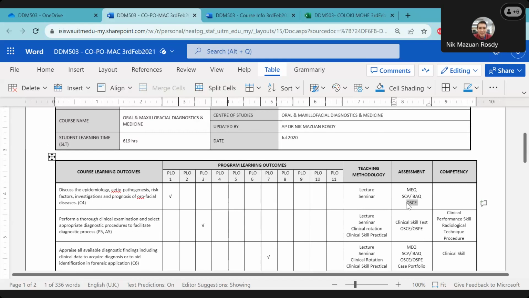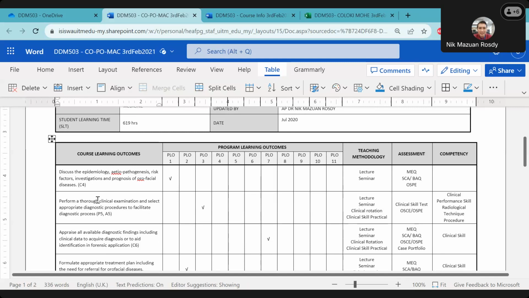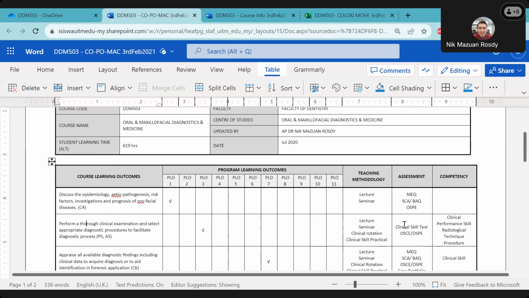So tapi kalau you buat OSPI boleh, macam tu. Okay, so assessment dia boleh jadi MAQ, SCA, BAQ sahaja. Lecture dan seminar, dia tak ada klinik because dia on paper. But if it goes to the perform, dia kena assess dia not on the paper base. So clinical skill test, OSCE or OSPI. Tapi selalunya kita akan namakan dia OSCE lah kalau perform. Okay, OSCE. And then it can be on the lecture, it can be seminar, clinical rotation and clinical skill practical as well.